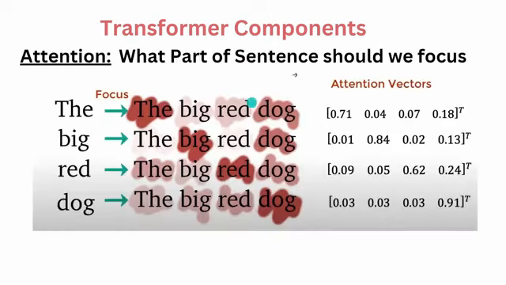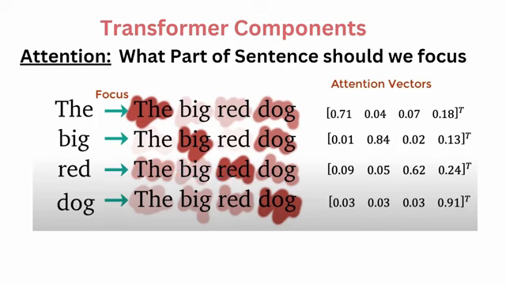So what is attention? Attention is what part of the sentence we should focus on. Attention allows the model to weight the importance of each word in the sentence relative to other words. For example, in the case of "the big red cat", the word red will be assigned more attention towards the cat, not the other words like "big" or "the".